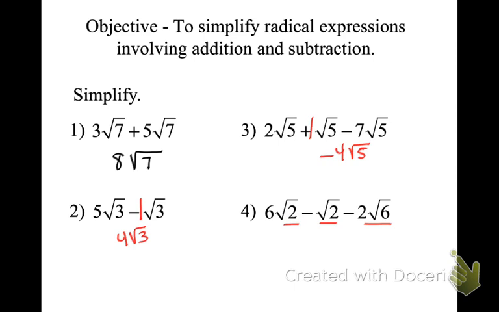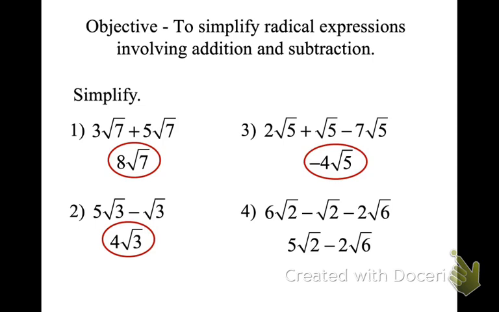Okay, so when I combine, I can only combine the like radicals. So here, I'm really going to look at 6 rad 2 minus 1 rad 2. That makes 5 rad 2s. And then we have minus 2 rad 6. Okay? And there's no perfect square left in there, so I can't break it down anymore. All right, let's try some more.